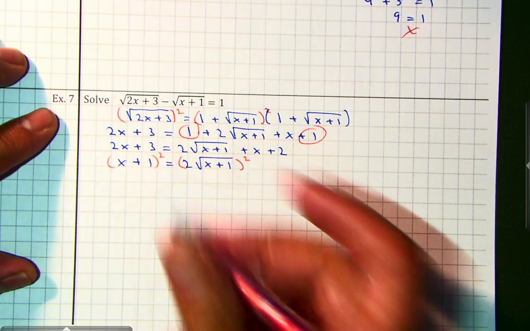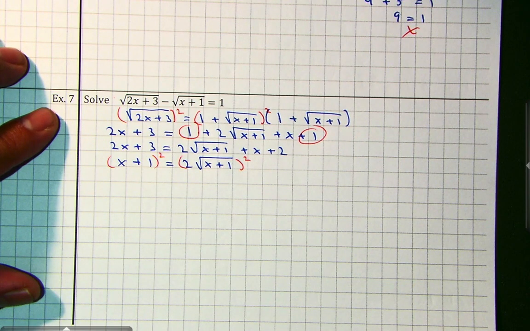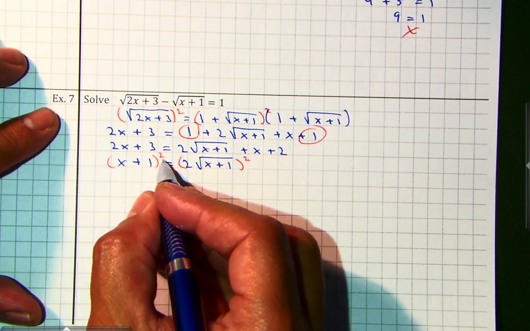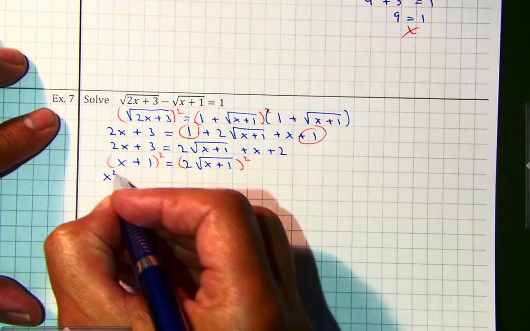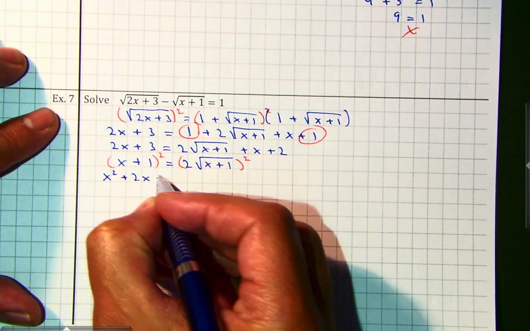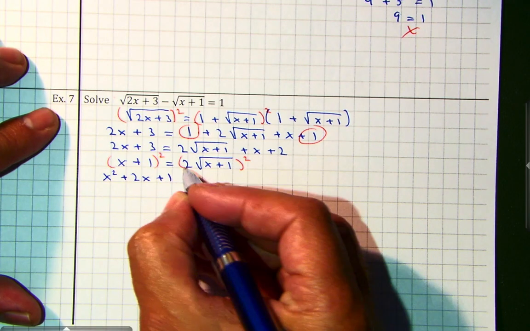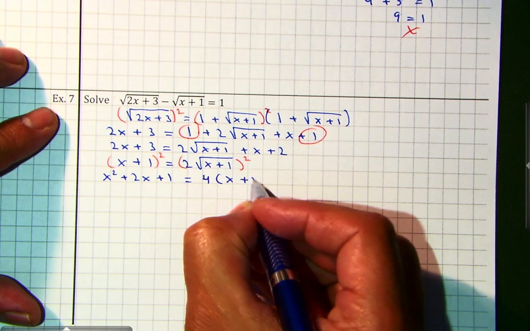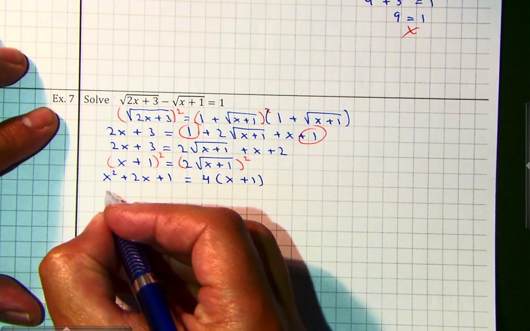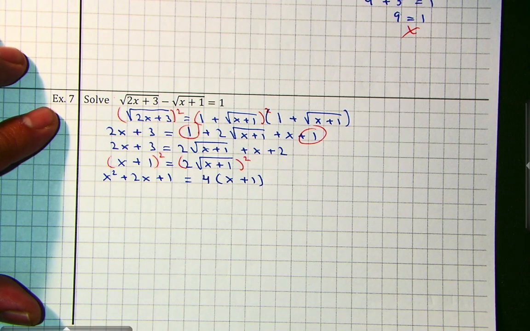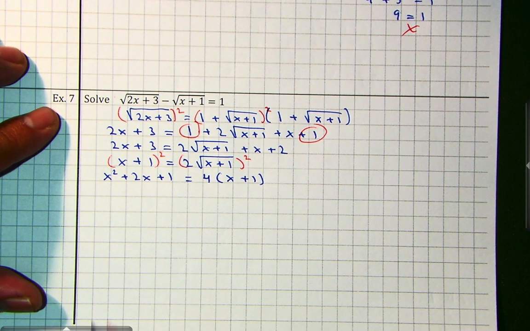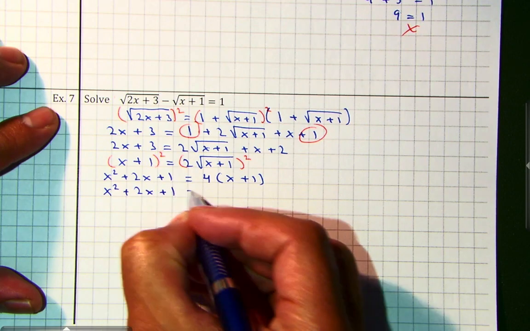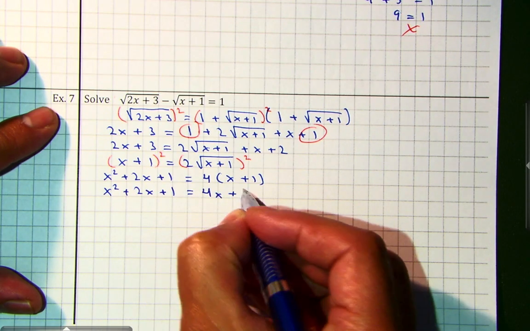Remember that because we're squaring them, we might end up with an extraneous solution. So now we end up with x plus 1 squared, which is x squared plus 2x plus 1. The square gives me 4, the square root and the square cancel, so I end up with x plus 1. And now we can solve it. So make it equal to 0, solve it, see what you get. X squared plus 2x plus 1 equals 4x plus 4.